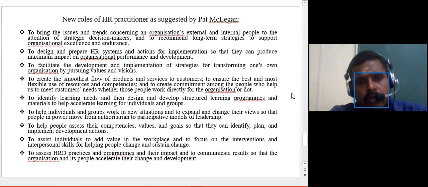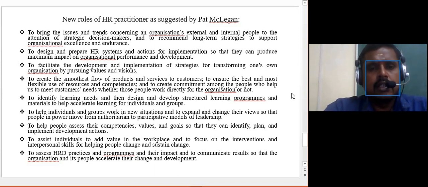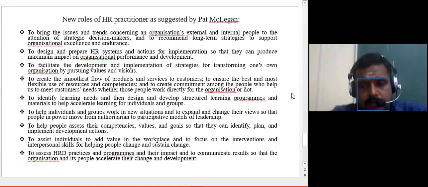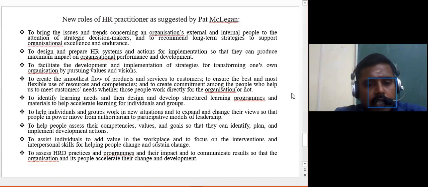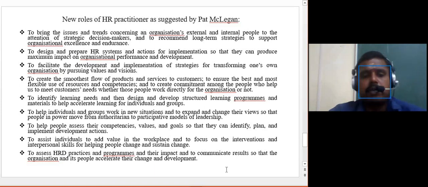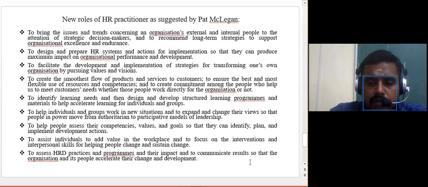And the next new role of HR practitioners suggested by Pat McLachlan: to assist individuals to add values in the workplace and to focus on the interventions and interpersonal skills for helping people change and sustain change management practices. And to assess human resource development practices and programs and their impact and to communicate results, so that the organization and its people accelerate their change and development.